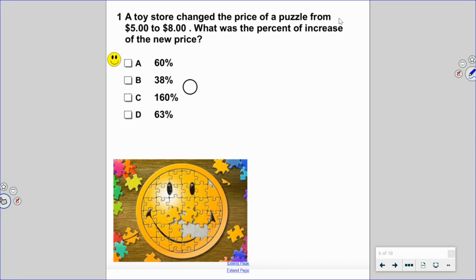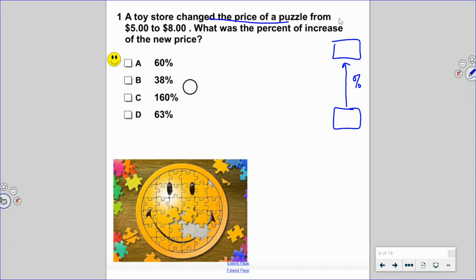First thing is I'm going to read a problem. A toy store changed the price of a puzzle from $5 to $8. What was the percent of increase of the new price? Now, I try to actually say back the problem without using numbers. Look, here was a puzzle and it cost something, and then it went up to something. I guess what I'd like to know is what percentage of that original something it went up. So notice I told you back the problem without using any numbers.